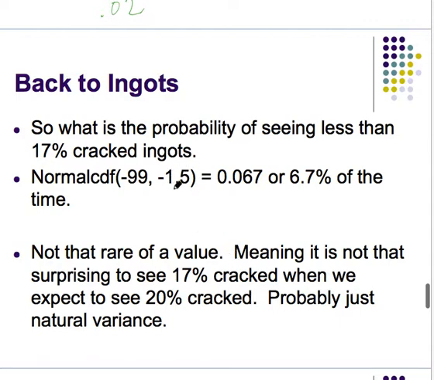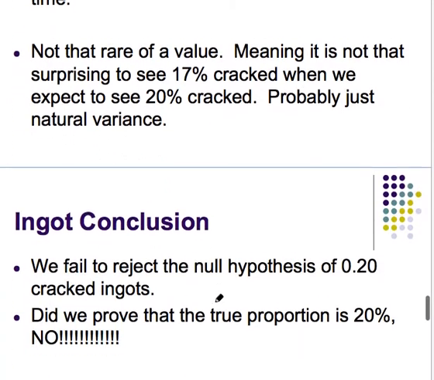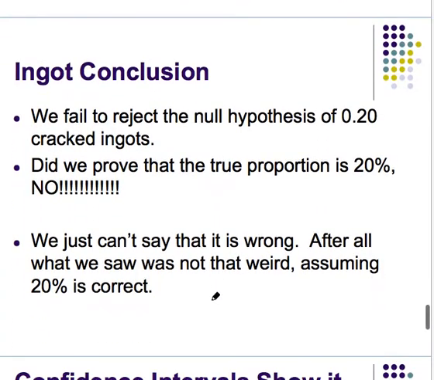The other way you can look at it is it's only 1.5 standard deviations away from the mean. It's really not that far away. Okay, so probably just variance. All right, so we fail to reject the null hypothesis of 0.20. Because we never proved, we don't know what the true proportion is. We just know in that one place it's 0.20. So we just can't say that it's wrong. After all we saw, it wasn't that weird, assuming that the 20% is correct. So we fail to reject that null hypothesis.